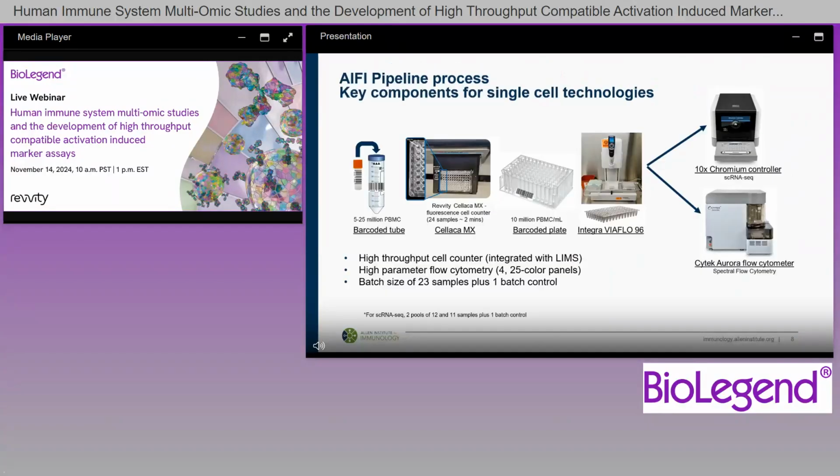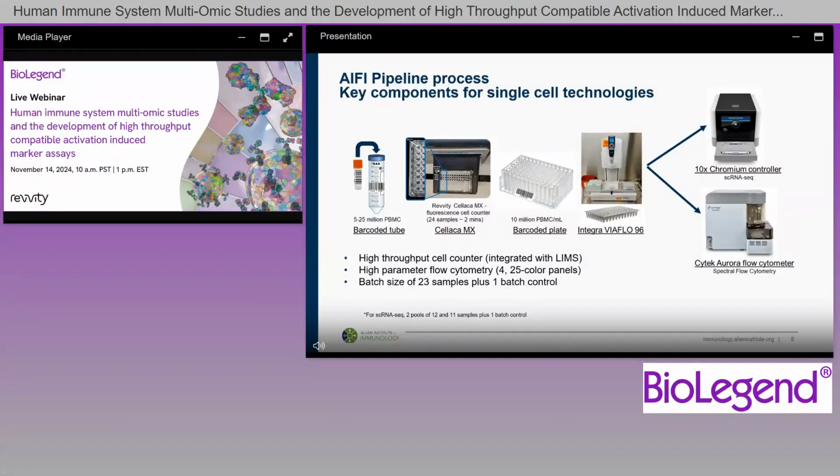And so just to again highlight some of the technical components that are key for this pipeline is that all of the samples are barcoded. All of the tubes that we have are barcoded and are tracked in our LIMS system. Those samples are counted on the Celica MX, and that data goes into our LIMS system, where it can calculate the media to add to those cells, so we can normalize those cells to around 10 million per mil. And we've incorporated the Integra into our workflow to remove operator bias.